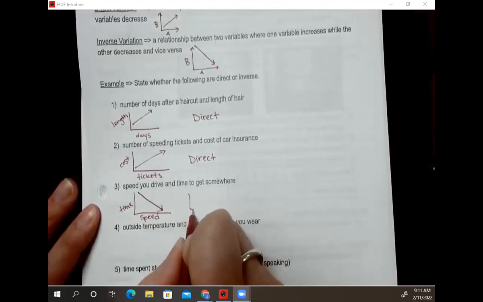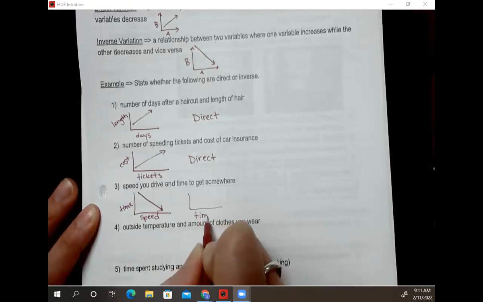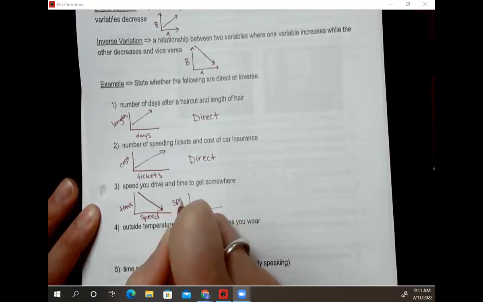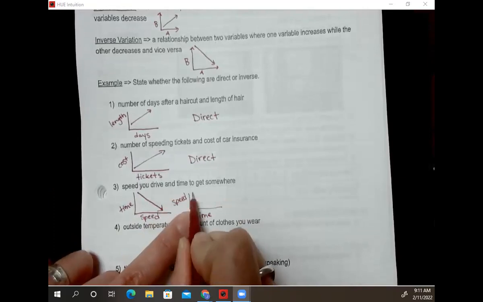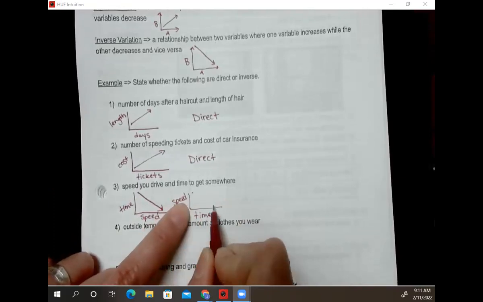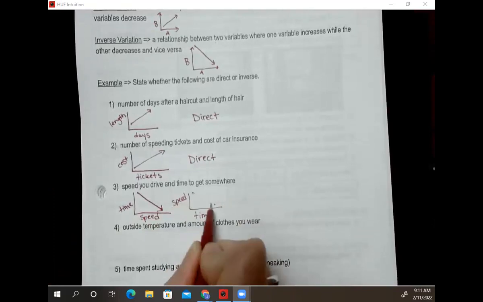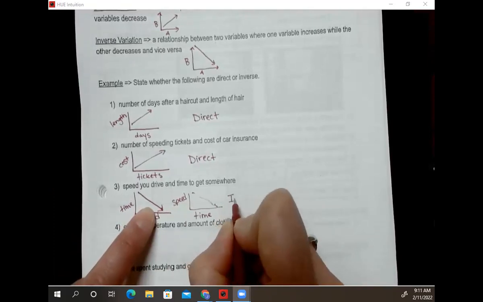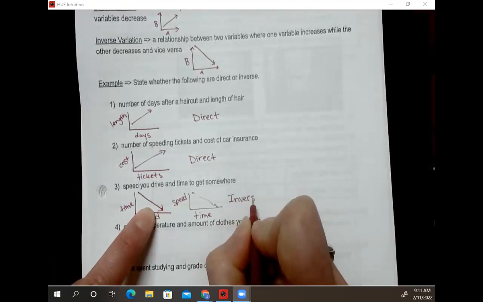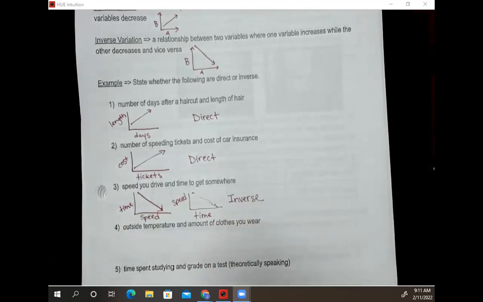If we switched them, so time and speed, when my speed is high, my time would be low. When my speed is low, my time would be high. So it would still look like this, even if I switch those variables. So this is an example of inverse variation.